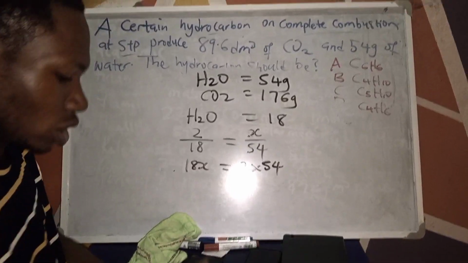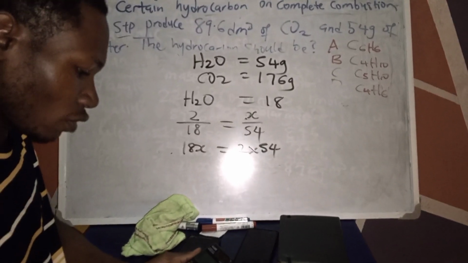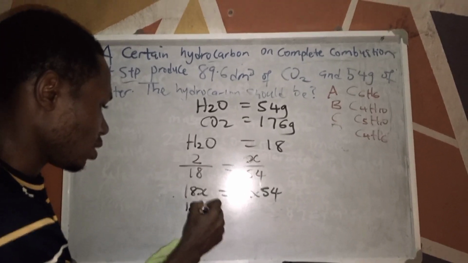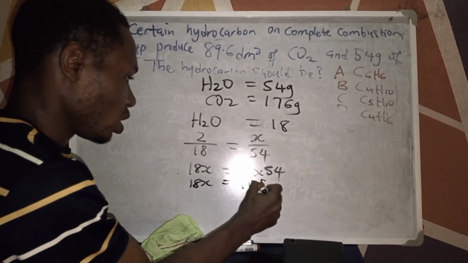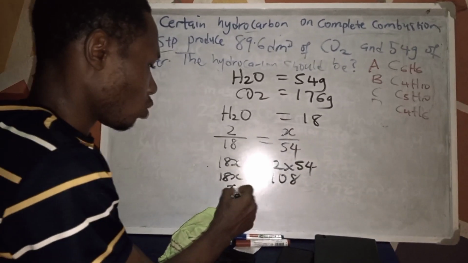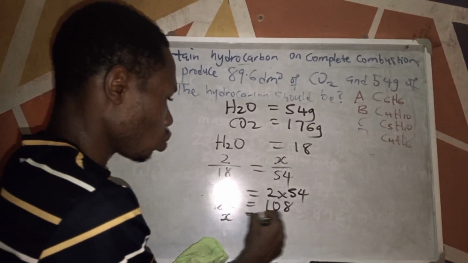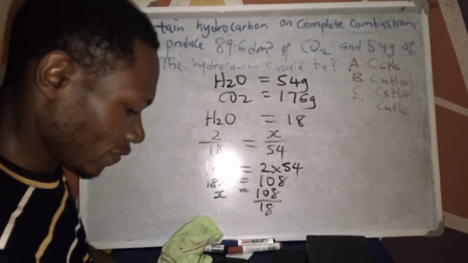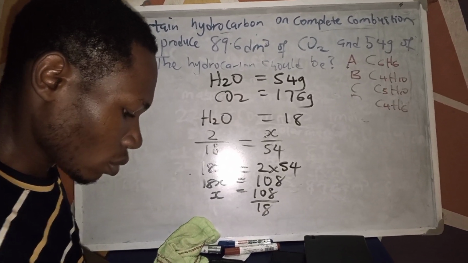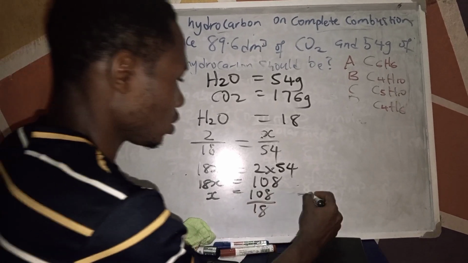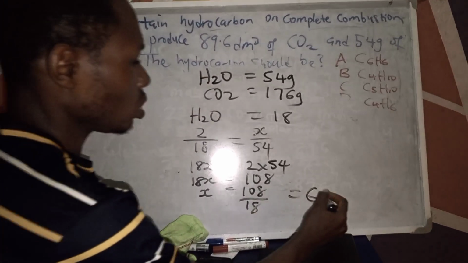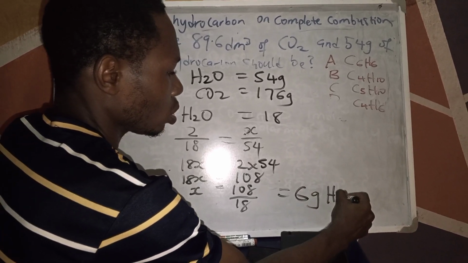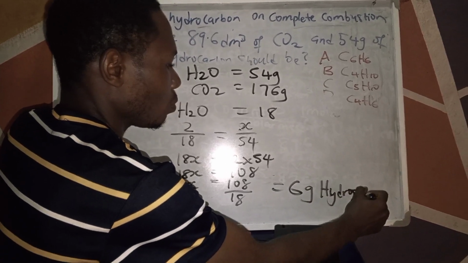Now punch your calculator to get the value of 2 times 54. And 2 times 54 is 108. So we have 18s is equal to 108. To get the amount of hydrogen, we have 108 over 18, which will give us 6. So this is the amount of hydrogen in the 54 gram.